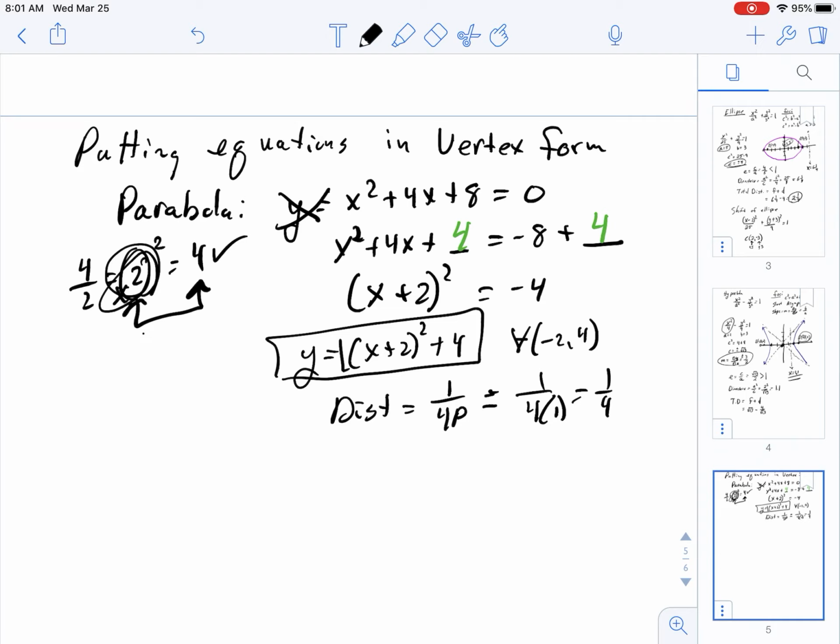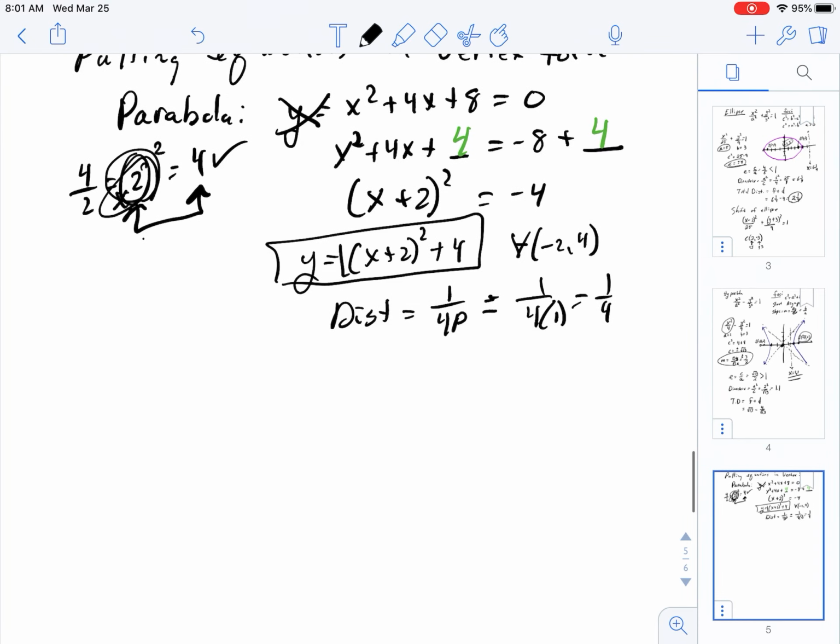So if you want to look at that, like I said, you could even maybe do a little cheating here and say, well, here is my parabola.